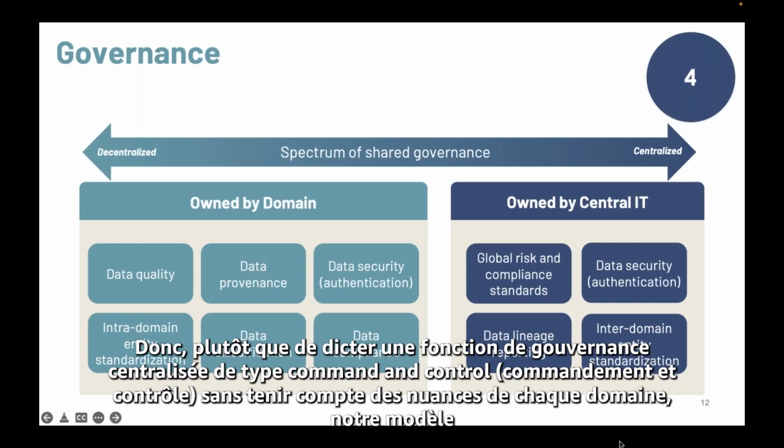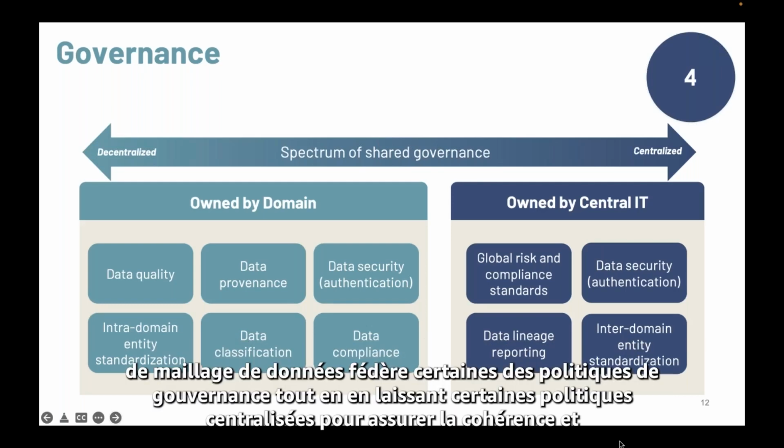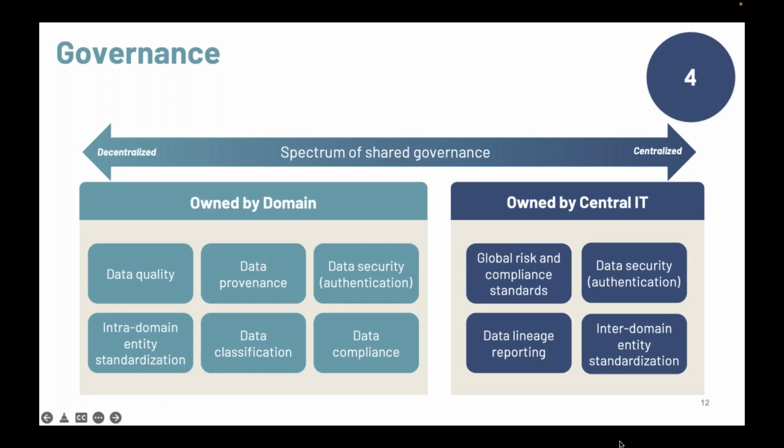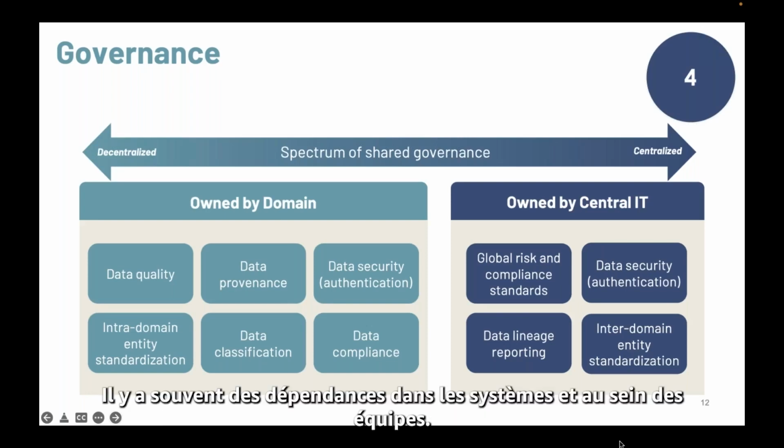So rather than dictating a command and control centralized governance function without any consideration for the nuances of each domain, our data mesh model federates some of the governance policies and practices while leaving some central to ensure consistency and that cross-domain collaboration, because it's very rare that we have a truly autonomous organization. We have this need for our domains to collaborate. There are often dependencies for systems and there are often dependencies within teams.